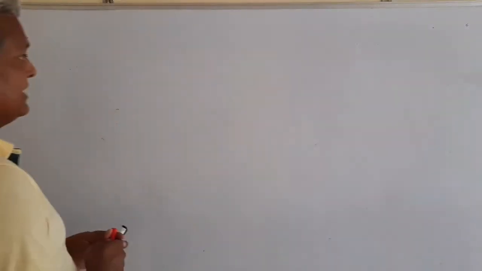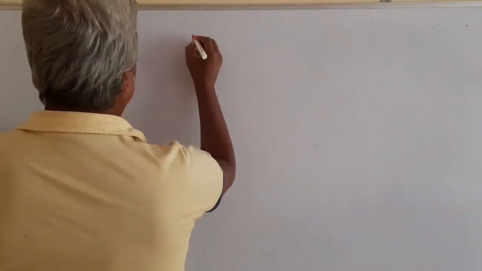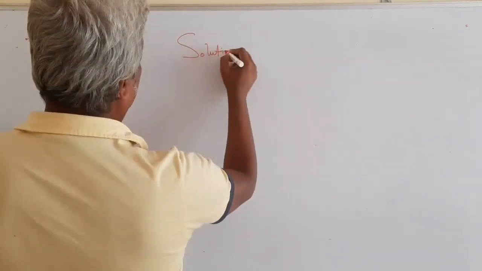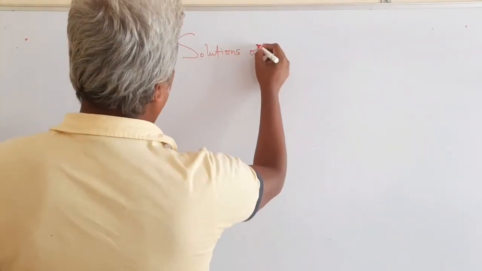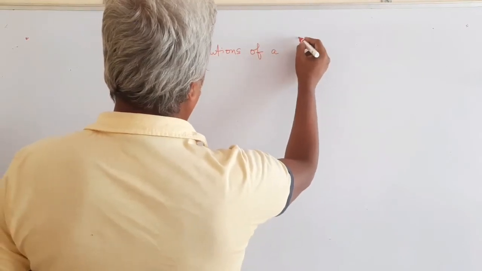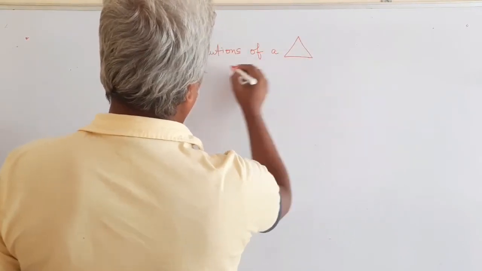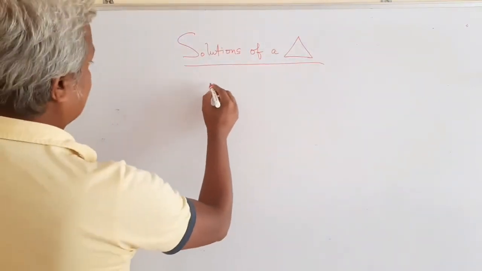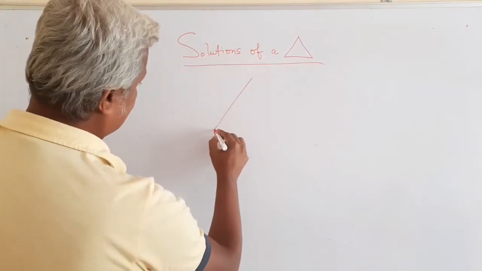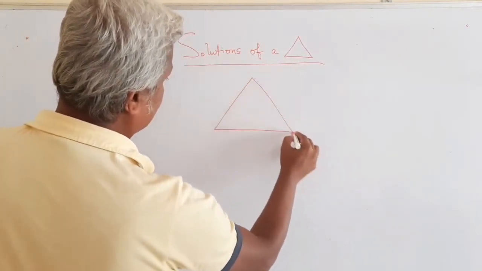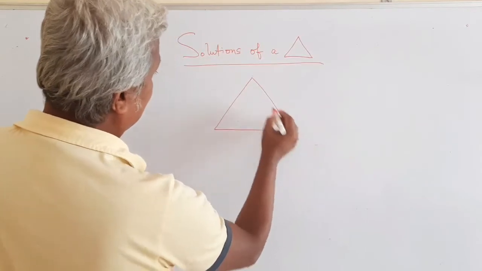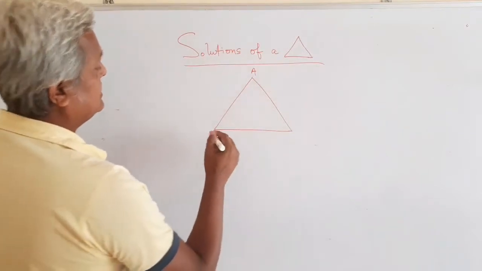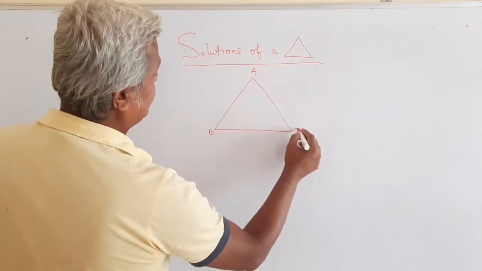So the idea goes something like this. First let me make a heading: solutions of a triangle. Now just see, this is one case. This is a triangle ABC, which is an acute angle triangle. An acute angle triangle is a triangle in which all three angles are less than 90 degrees.